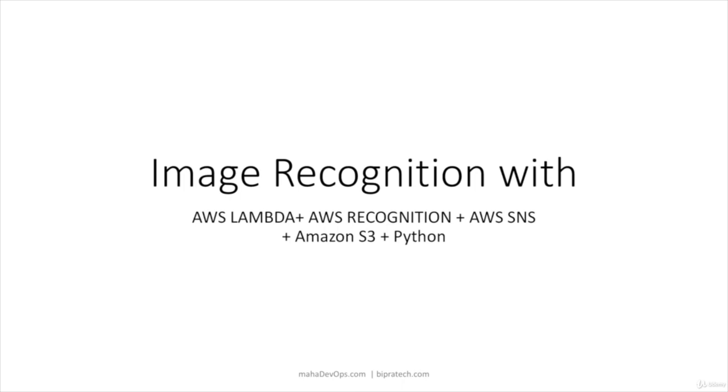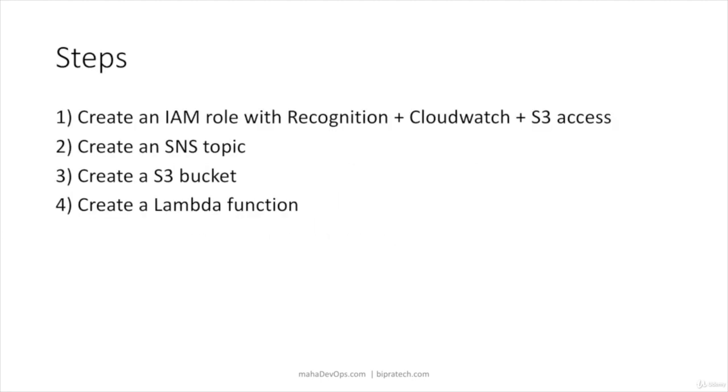Hello everyone. In this video, I'm going to show you how to perform image recognition by using several AWS services. We'll be using services like AWS Lambda, AWS Rekognition, which is the API that will tell us whether something is a pizza or a hot dog or whatever, AWS SNS or Simple Notification Service to send us messages, Amazon S3 to store the images, and finally Python for programming.